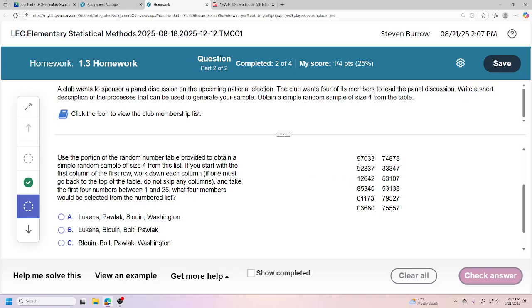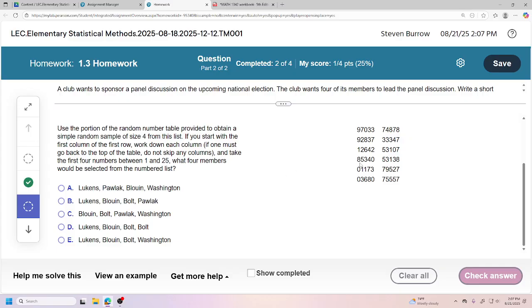Here we go. The first one I get is 97. Is that less than 25? 92. 12? Okay, 12. Hold on. I want to write that down somewhere. You write it down somewhere. 12. I can't write it down because there's nothing here. 85. 01. That works. 03. Okay, so how many do we have so far? So we have 3 different numbers that work so far? Okay, but they say they want 4.